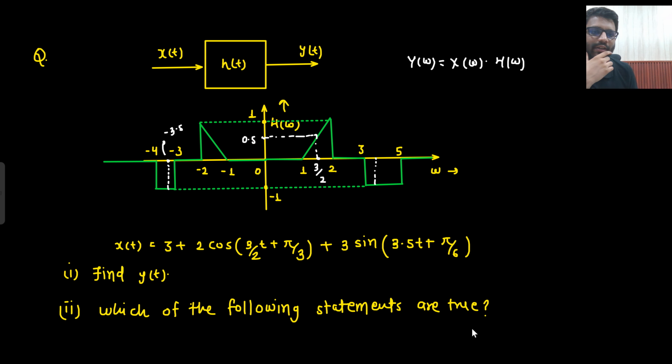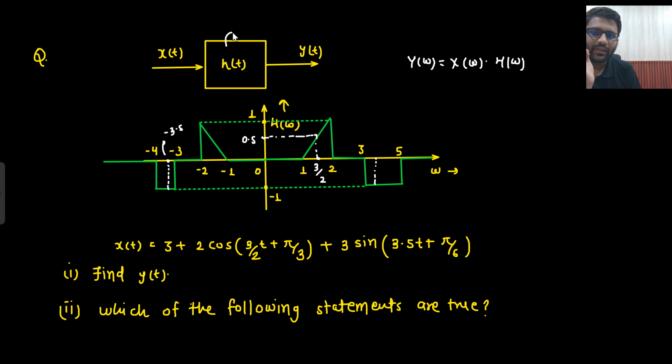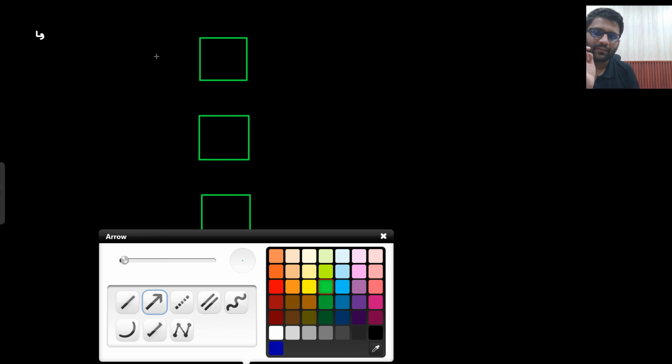But if you want to solve it with the concept of eigenvalue and eigenfunction, then how will you solve it? So let's solve it in that manner. So this is an LTI system. This should be given in the question that this is an LTI system. So I can treat the inputs separately, that first 3 is applied, then cosinusoid is applied, and then sinusoid is applied.